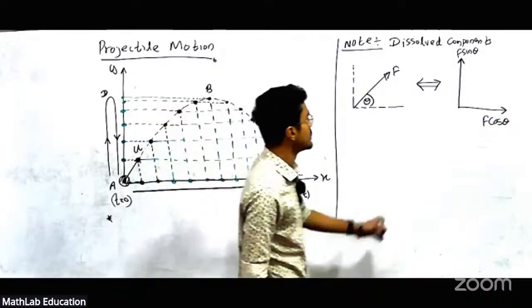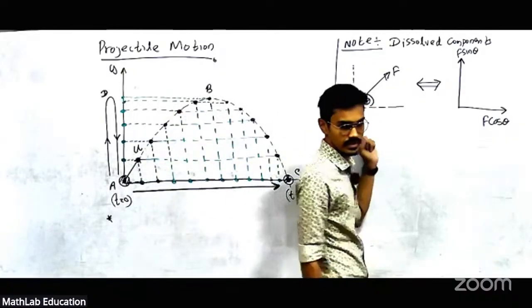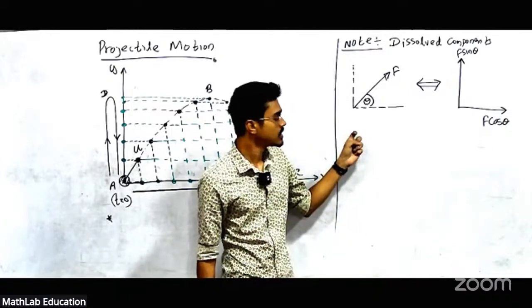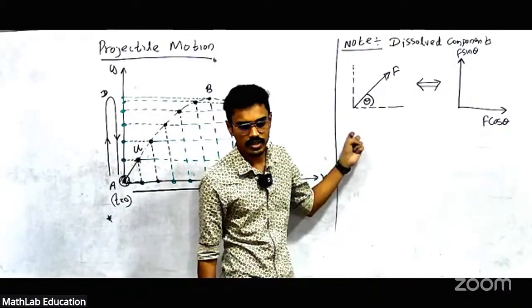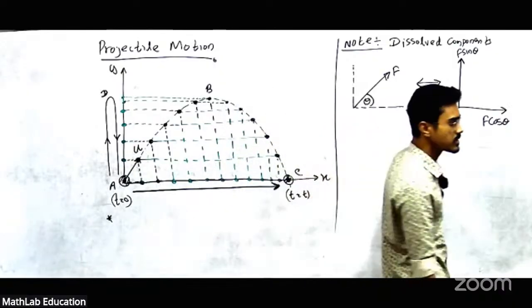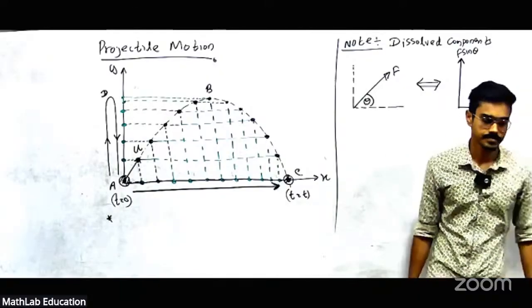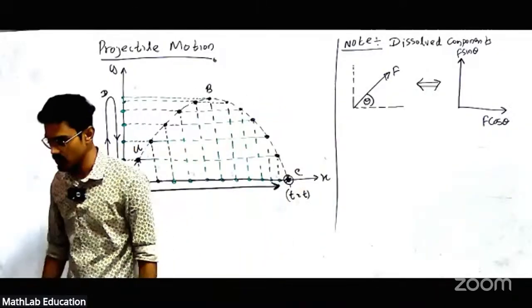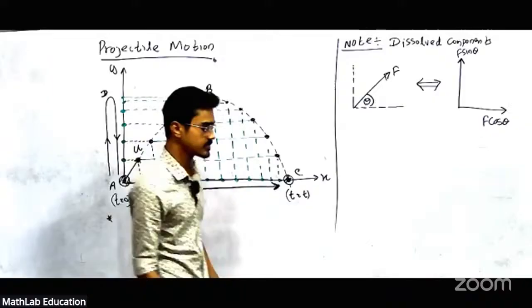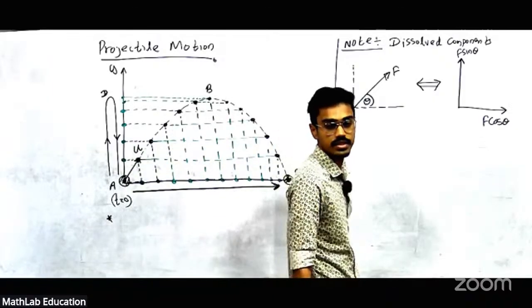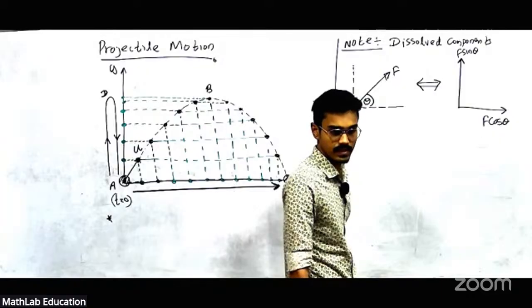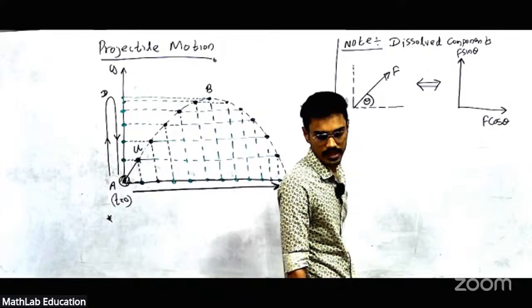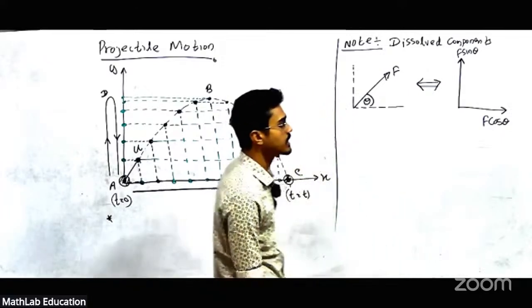Right? Okay. Mention here with a red pen: dissolving into components can only be done with acute angles.